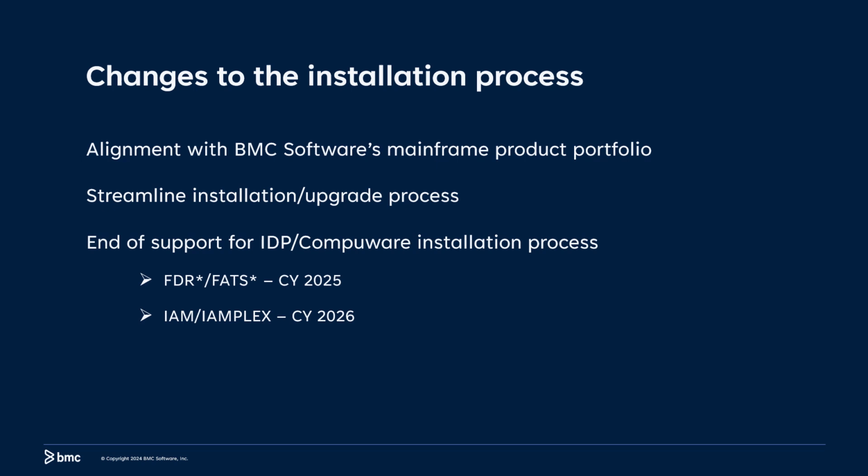Last, support for and availability of the IDP and CompuWare installation process for these products is coming to an end, as FDR 5490, FATSCopy 4933, and IAM 1002 reach their end-of-version support dates in calendar years 2025 and 2026, the prior installation process will as well. Please note that for all releases of the FDR and FATSCopy product families version 6 or later, as well as all releases of the IAM product family version 11 or later, the IDP and CompuWare installation process can no longer be used.